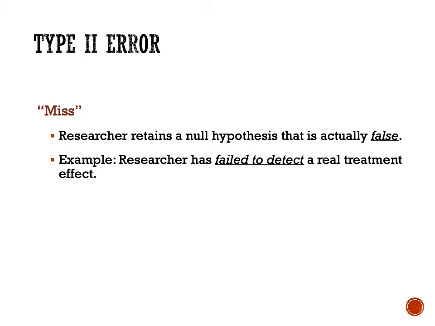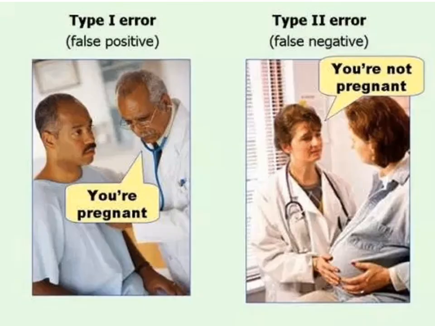Type 2 error is also known as a miss. You've missed the effect. So this is when a researcher retains the null hypothesis, but the null hypothesis is actually false. So, for example, let's say the treatment actually does work in reality. In real life, the treatment works, but the researcher has failed to detect the treatment effect in their statistical analysis. So I think this picture is really helpful, and you can refer back to it to help you remember the difference between type 1 and type 2 error. Okay, so here's some practice that I'm going to walk us through.